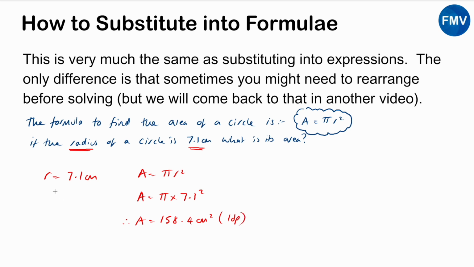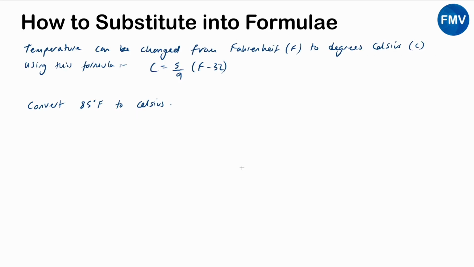I hope you can really see that this is very much the same as the last lesson. Let's look at something more complicated, but the principle is exactly the same. So now we're looking at this formula here. Temperature can be changed from Fahrenheit to degrees Celsius using this formula. We just make sure we substitute the right value for the right letter. So we have been given the value of F. So F is equal to 85 degrees. So we take this value of F and all we do is place it in there.